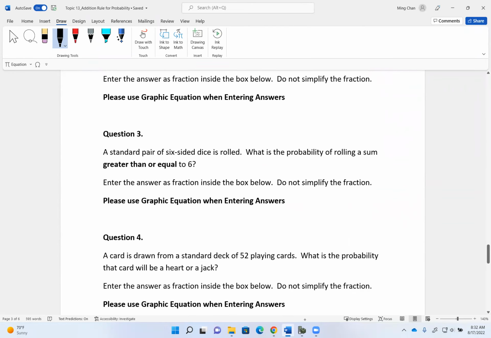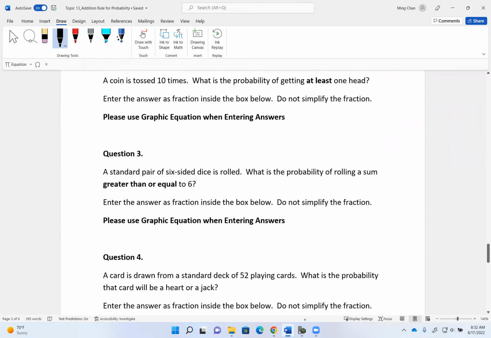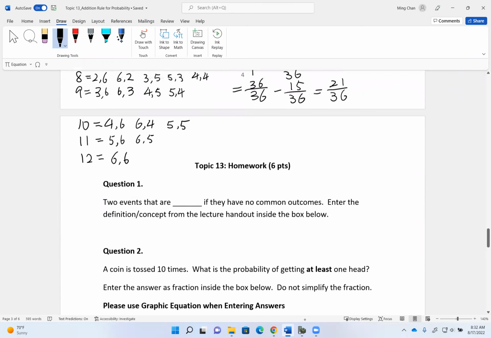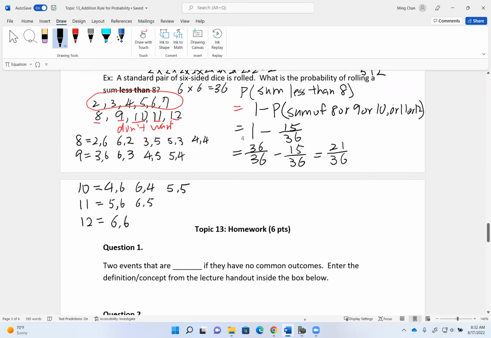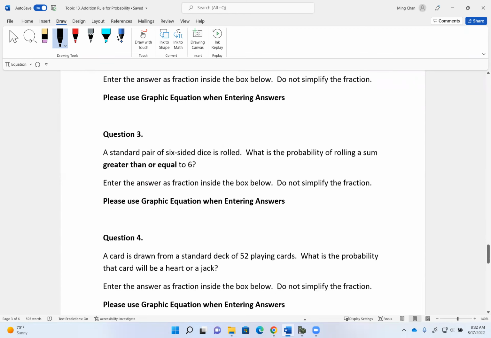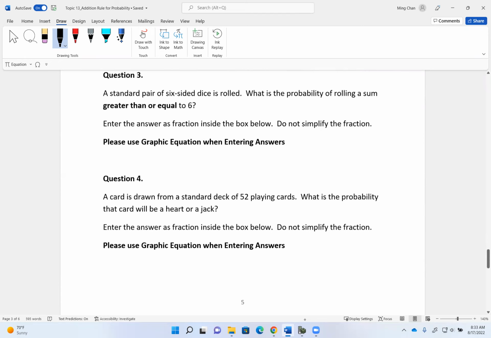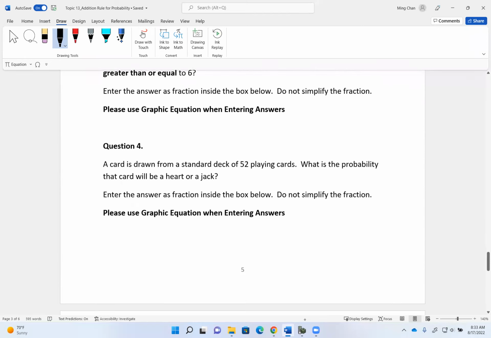All right, a pair of 6-sided dice rolled. What's the probability of rolling a sum greater than or equal to 6? Okay, this time it's greater than or equal to 6. So very similar to the way I just did, okay. Enter the answer as a fraction, no decimals, and don't simplify the fraction. Make sure you use the graphical equation.